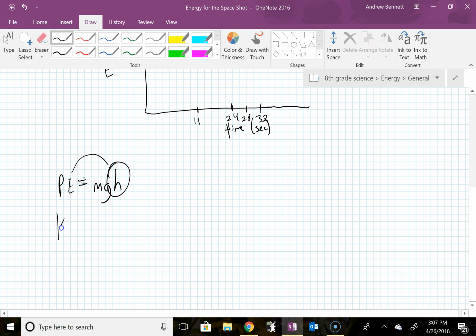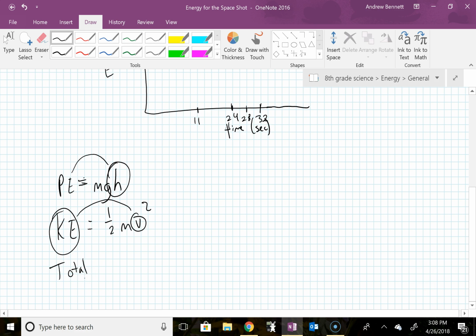Kinetic energy, the equation for that is 1/2 mv squared. v is for speed, velocity. And so we're going to, again, note that mass doesn't change in this situation. Speed does, though, throughout. So we are going to pay attention to the speed when we're trying to graph kinetic energy on this one.